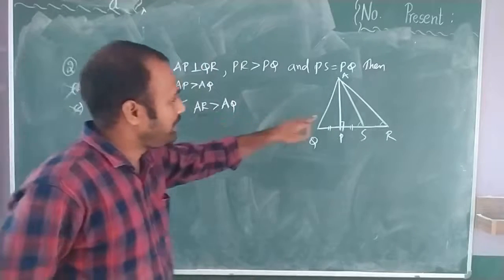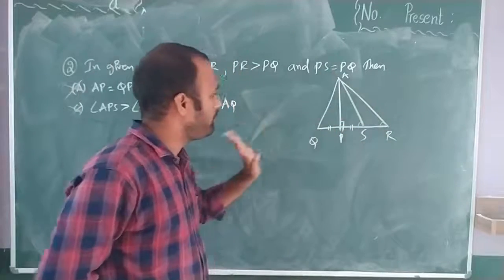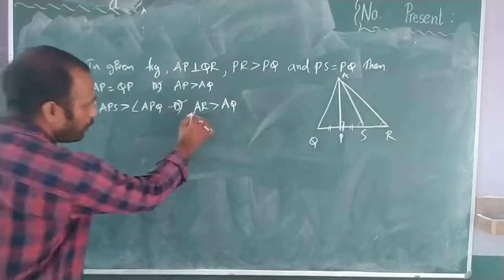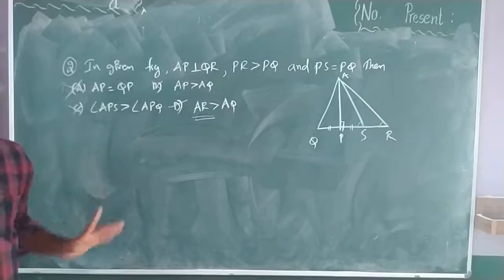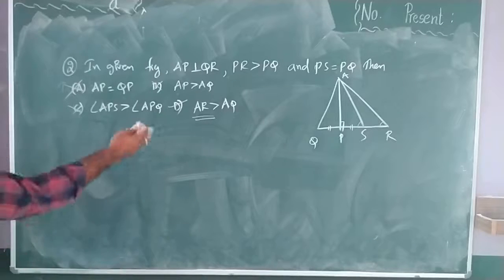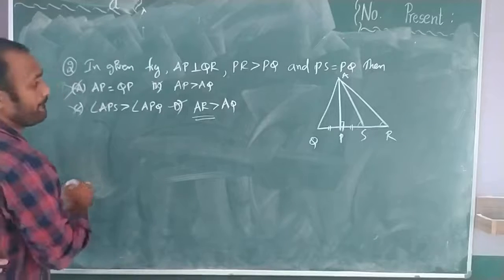AR length is more than AQ length. AR length will be more than AQ length. Of course, we don't know whether it is more or less, but these 3 options are eliminated. So obviously, option 4 will be the answer. Now let us solve how to do this.